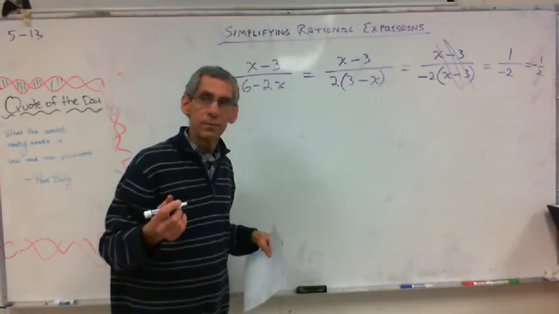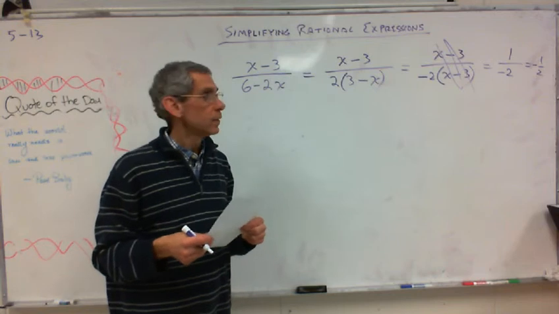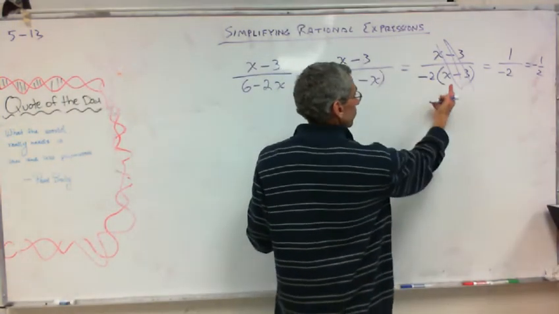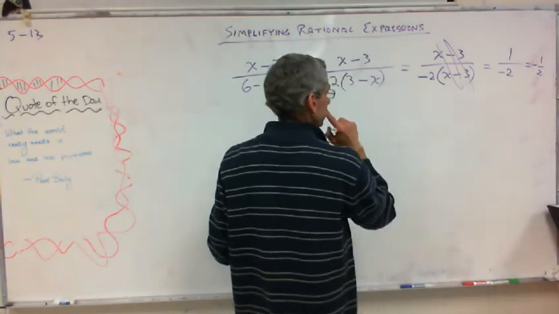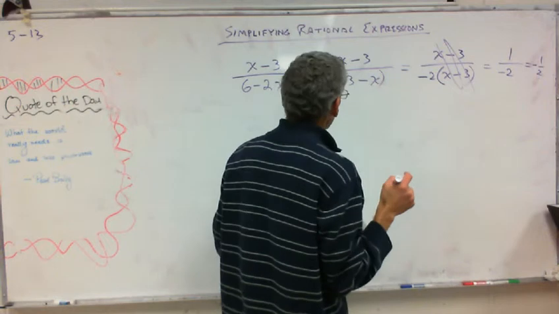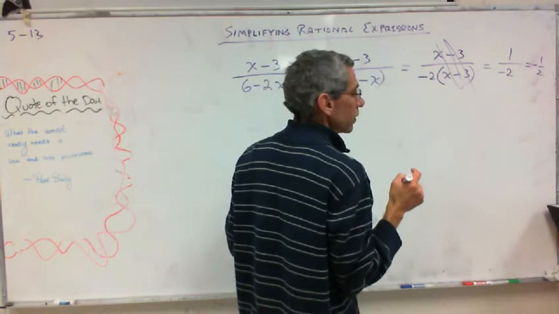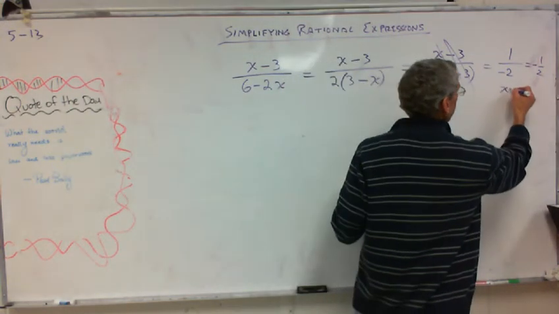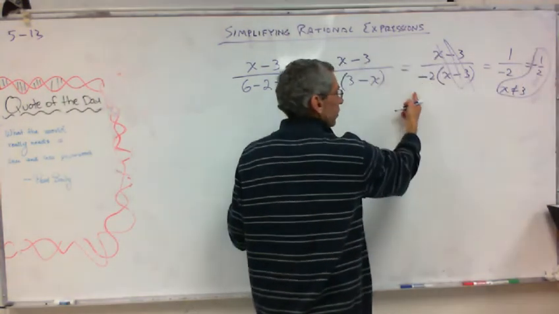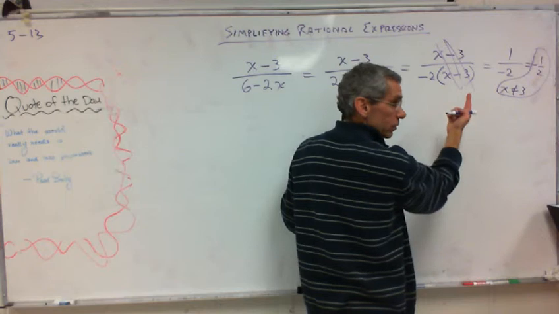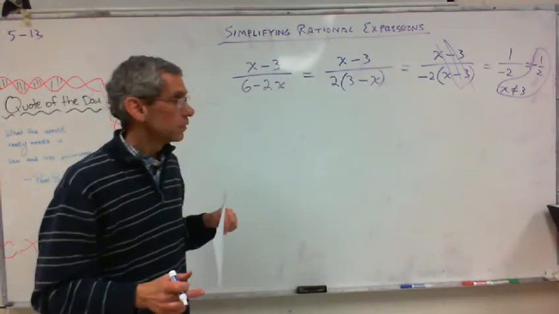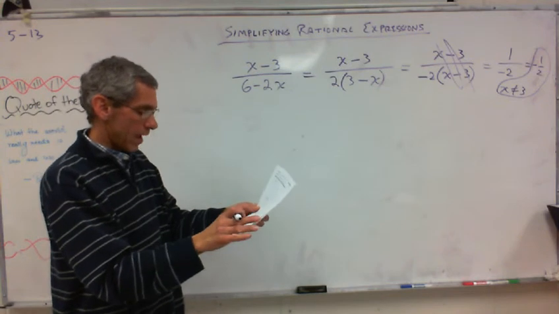Then yes, you have to say the excluded value too. Excluded value. Would it be 3? It would be 3. X cannot equal 3. Well, but what about the negative 2? Either negative 2 equals 0. Is that possible? No. So we don't have to worry about it. Or x minus 3 equals 0, and then you just got 3. So that is kind of the big thing.